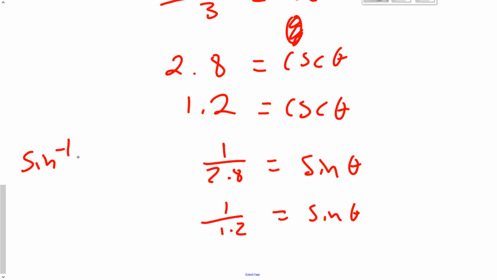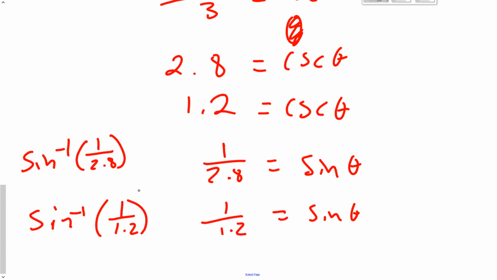Sine inverse of 1 over 2.8. And so I do that, and then I do sine inverse of 1 over 1.2. And so here for this one, I get 20.9 degrees, and this one, by 1.2, I get 56 degrees, or 0.4 degrees.